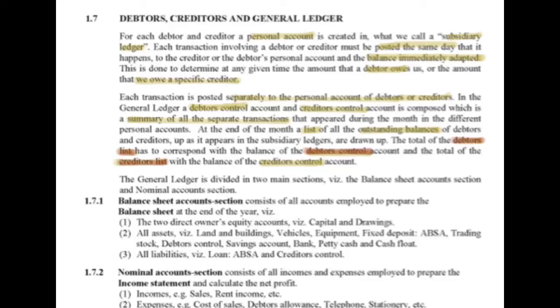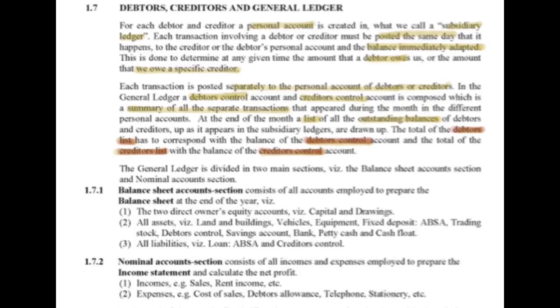the creditors list needs to correspond with the creditors control, because remember, debtors list, creditors list is the personal account, so it's the separate accounts of each and every debtor or creditor, whereas debtors control is the collective one that added up all of them together, the grand total. So if I add all the separate ones together, it must give me the total. It can't give you a different total.